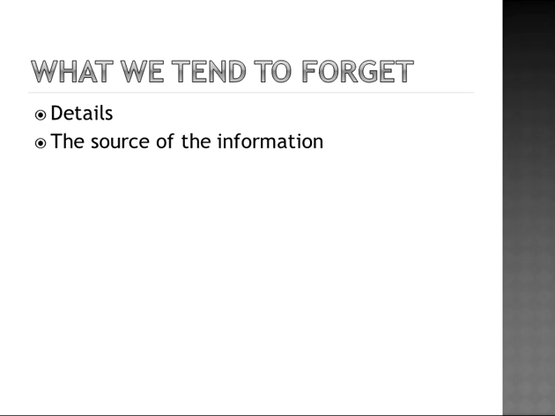What we tend to forget: details about what went on, what led to this. So there was a behavior that might have been somewhat unusual, but maybe we forgot what were the factors that led to that behavior. Or we remember someone saying something about something that happened, but we don't remember the source of the information. We just remember the information itself. Those can be problematic as well.